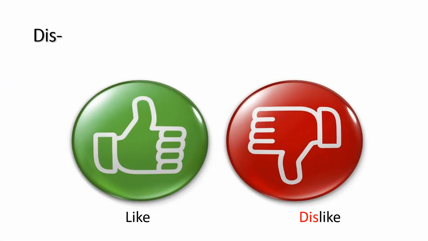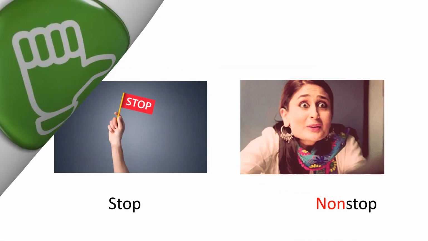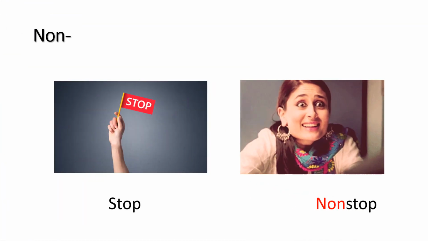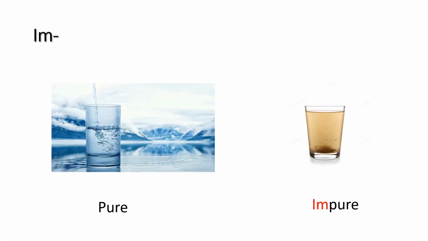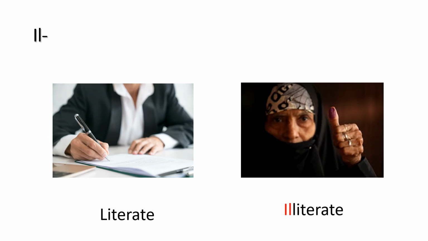And the next one is dis. For example, if we add dis at the beginning of like, it becomes dislike. Now, non. If we add non at the beginning of stop, it becomes non-stop. And this is im. If we add im at the beginning of pure, it becomes impure. Now, ill. If we add ill at the beginning of literate, then it becomes illiterate.